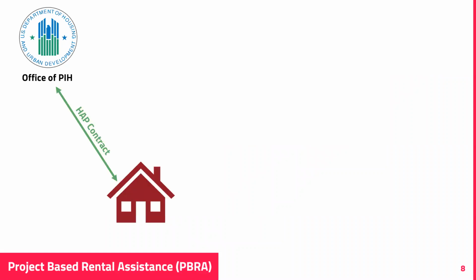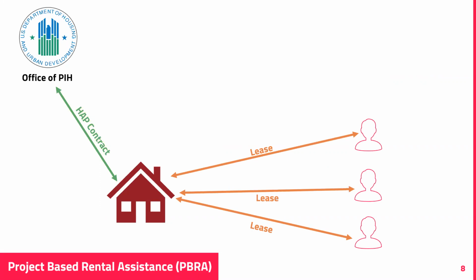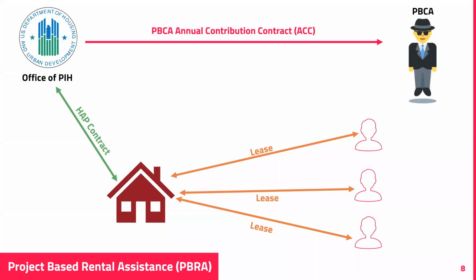All right, last type, which is what we are most familiar with, the project-based rental assistance. For this one, the HAP contract is actually executed directly between the Office of Public, that should actually say Office of Multifamily Housing, not PIH, I apologize. So the Office of Multifamily Housing executes the HAP contract directly with the property, and from there, the property executes a lease directly with the tenant.